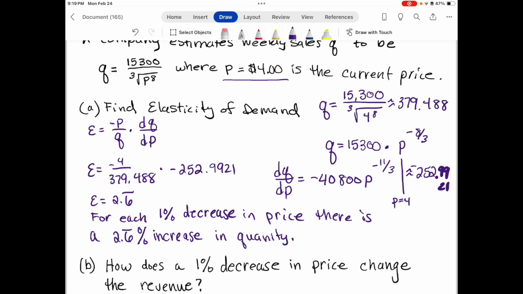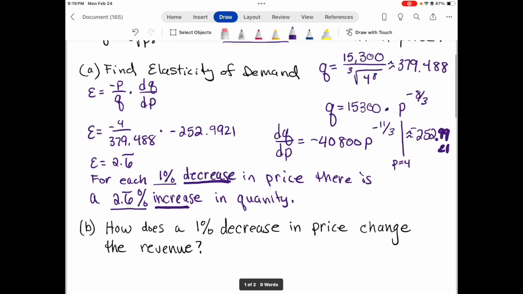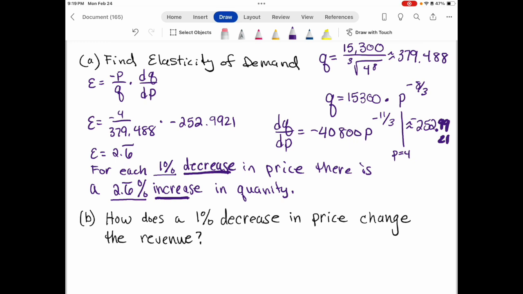So for every 1% decrease in price, there's a 2.6% increase in the quantity. Now notice I made that opposite sign, so that would be a decrease, so that would be a negative, increase is positive, and I purposely wrote it that way because we're going to use it in the next part, part B. But I could have also written it as for every 1% increase in price, there is a 2.6% decrease in quantity.